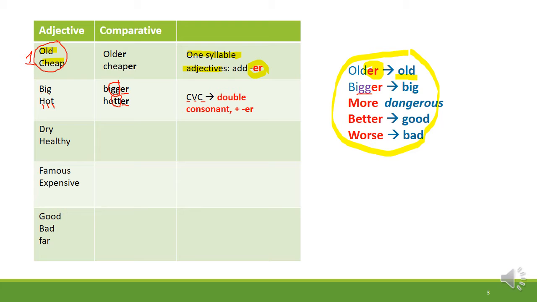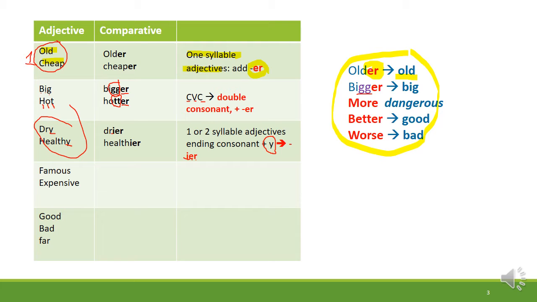What happened in this case? We have two adjectives ending in y. When you have one or two syllable adjectives ending in y, we will change y for i and then we will add er. For example, dry, drier. We change y and we use i.